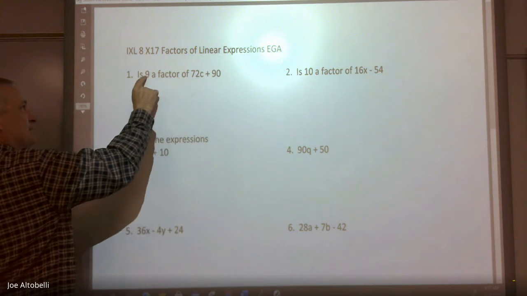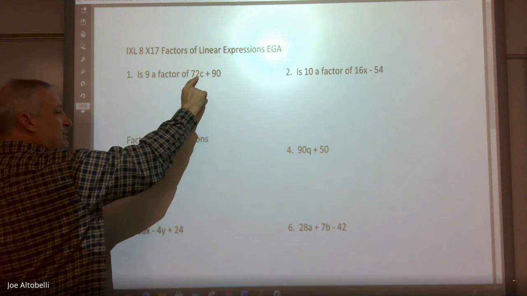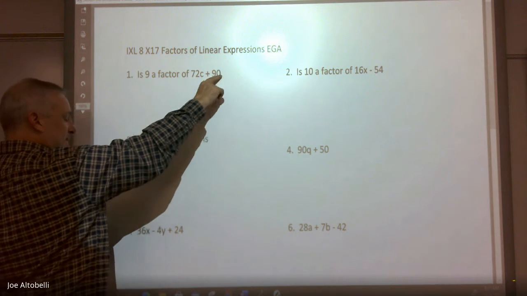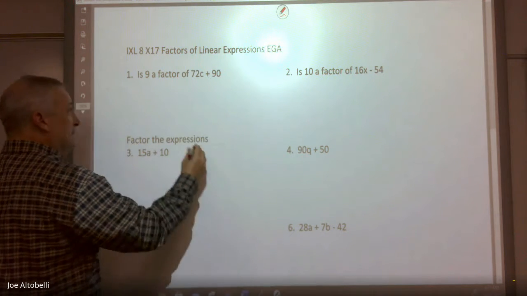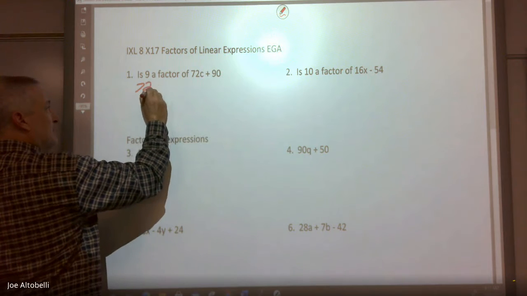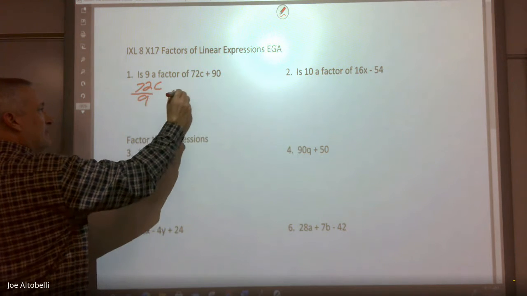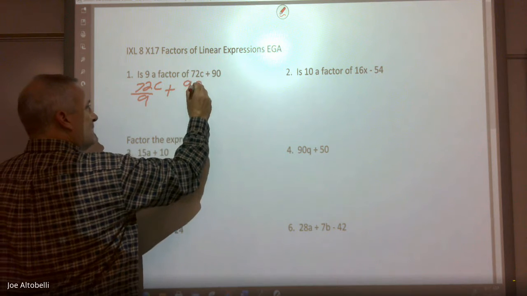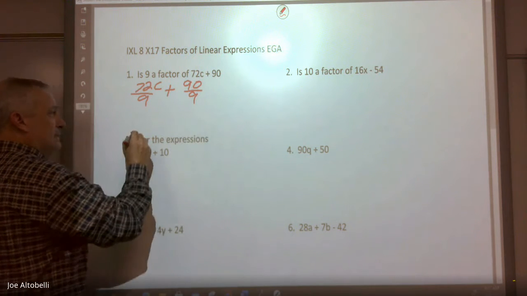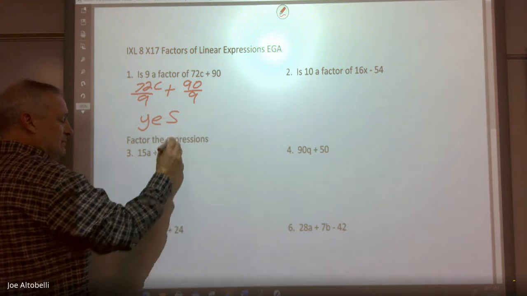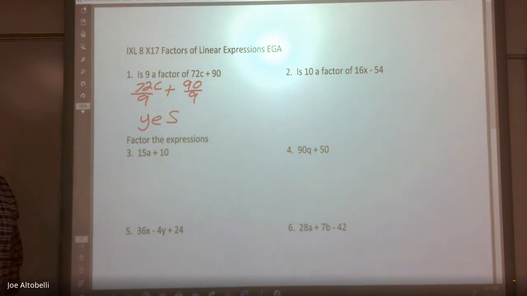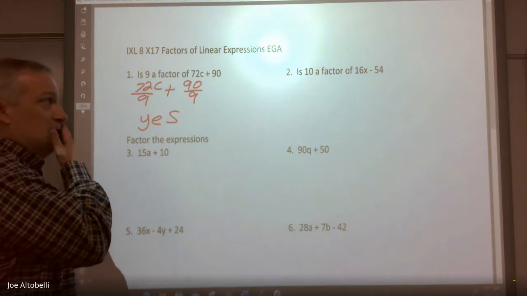In other words, does 9 divide into 72 evenly? Does 9 divide into 90 evenly? So 72c, can we divide that by 9, plus 90 divided by 9? And the answer is yes. It divides into them evenly. What I mean by dividing into it evenly is no decimal or fraction part left over. You're going to get whole numbers.